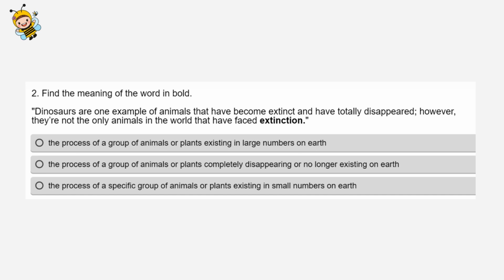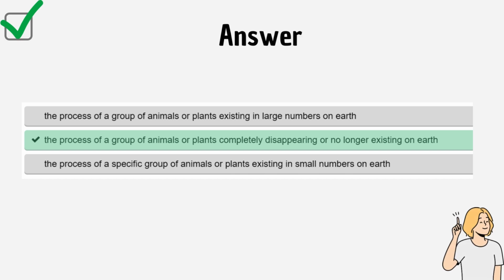Find the meaning of the word in bold. Dinosaurs are one example of animals that have become extinct and have totally disappeared. However, they're not the only animals in the world that have faced extinction. The process of a group of animals or plants existing in large numbers on Earth. The process of a group of animals or plants completely disappearing or no longer existing on Earth. The process of a specific group of animals or plants existing in small numbers on Earth. Look at the answer.